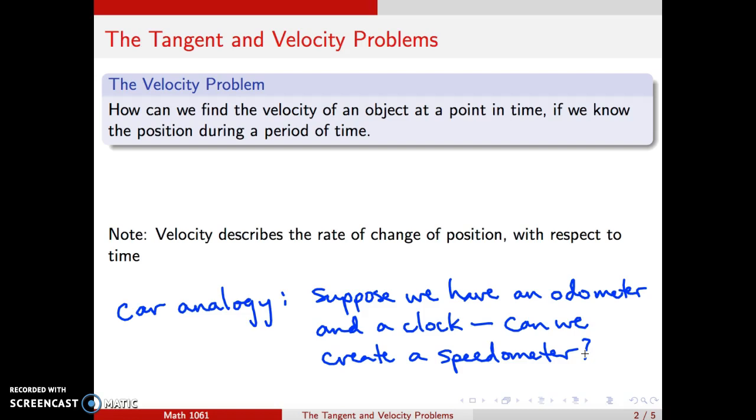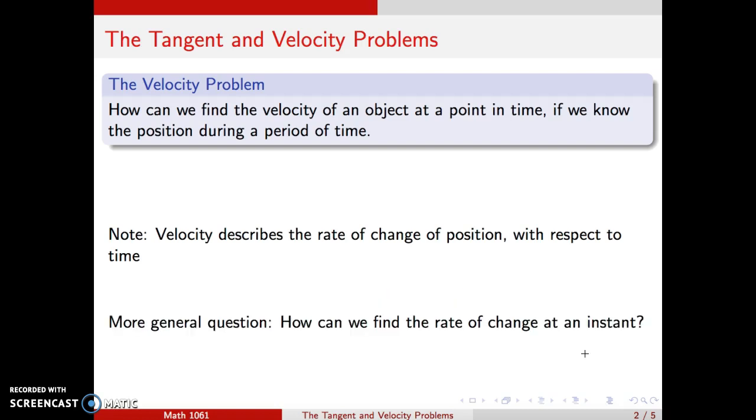That's the idea. So again, if you want to, you can think about the car analogy. Imagine you've got your odometer, your trip odometer, or whatever it is, and you have a clock in the car. Could you use that to figure out a speedometer if your speedometer was broken? So maybe that's a silly example, maybe not, but kind of a more tangible idea. Our more general question is, how can we find the rate of change at an instant? How can we find the velocity at a particular time?